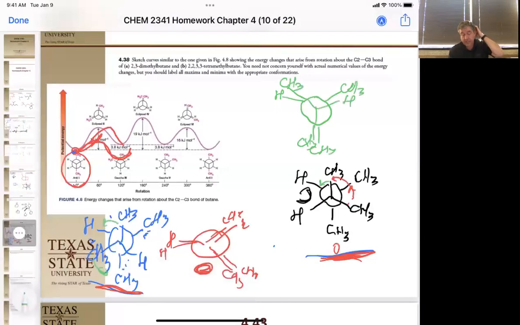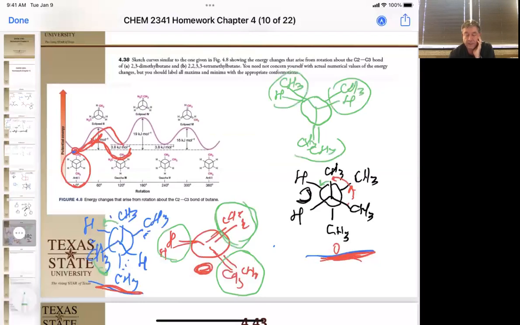Now, how is this different than what we had before? In this red eclipsed, we had two methyl groups butting up against two methyl groups, and two hydrogens. Here we have a hydrogen-methyl, and a methyl-methyl. That means that this only has one methyl-methyl interaction. This had two methyl-methyl interactions. So this is going to be slightly lower in energy.